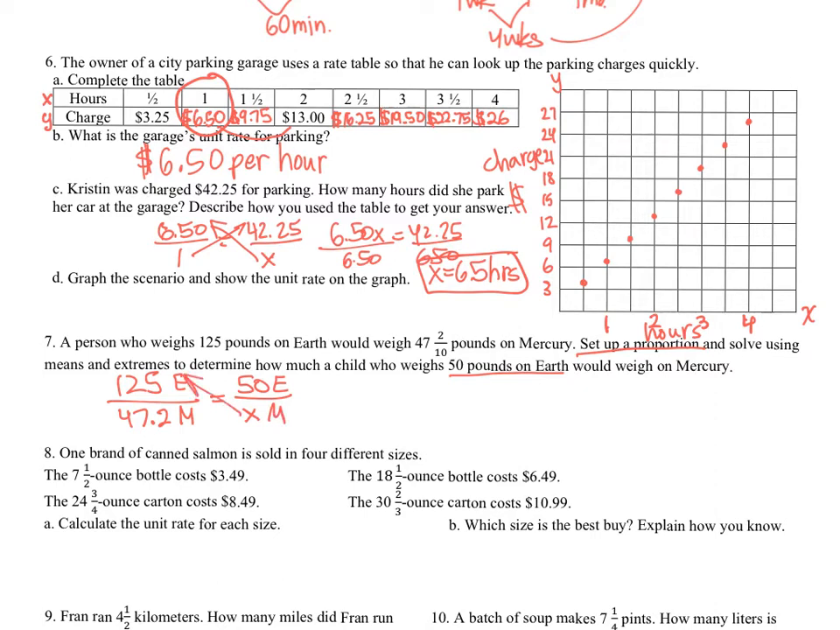So now we're going to cross multiply. So 125x equals 47.2 times 50, 2360. Divide both sides by 125. And x equals 18.88 pounds on Mercury.